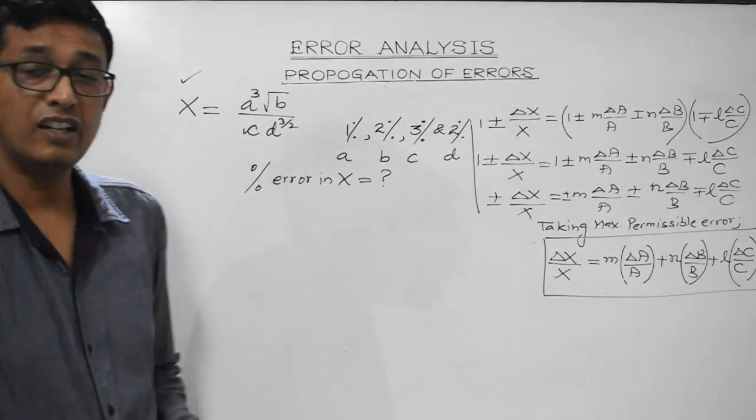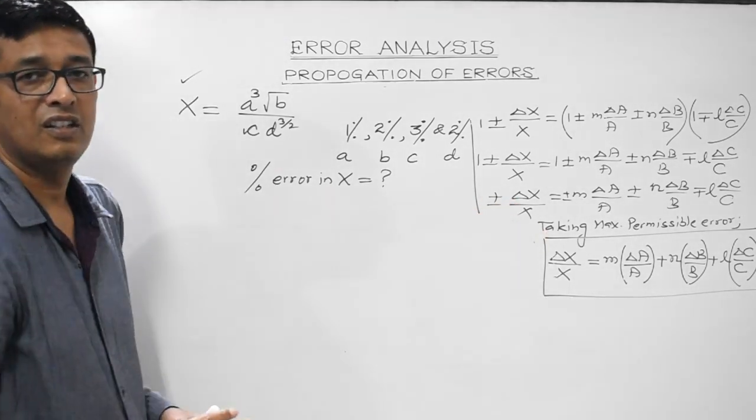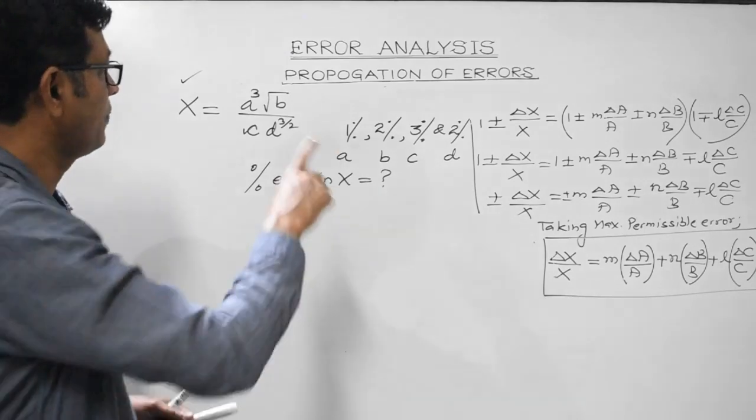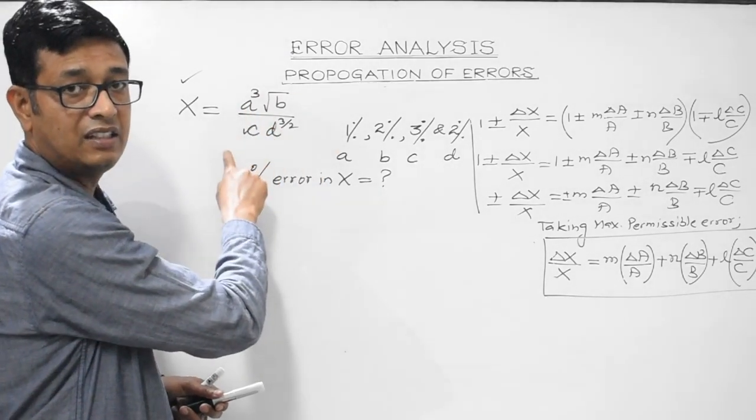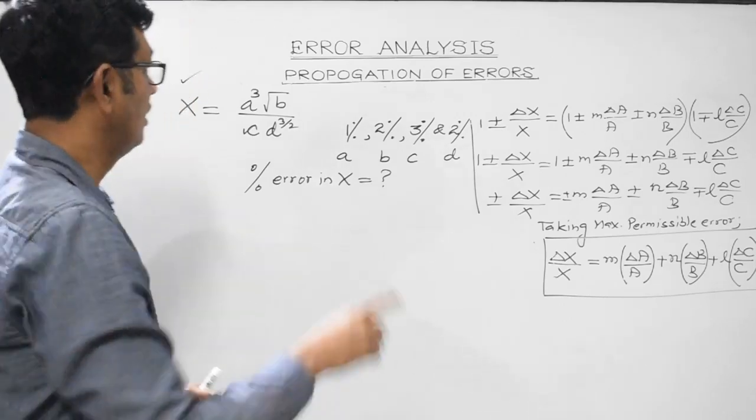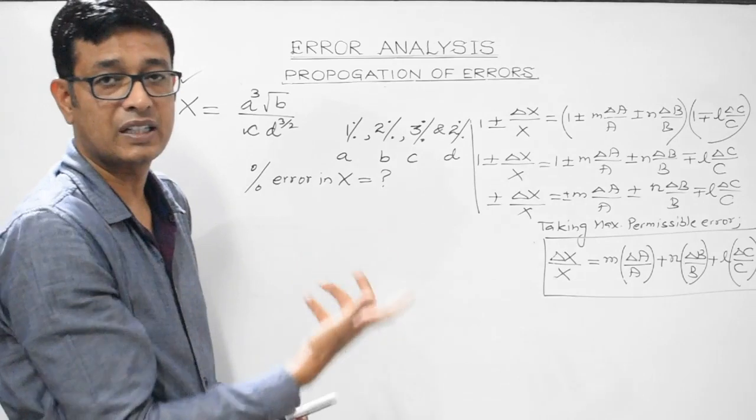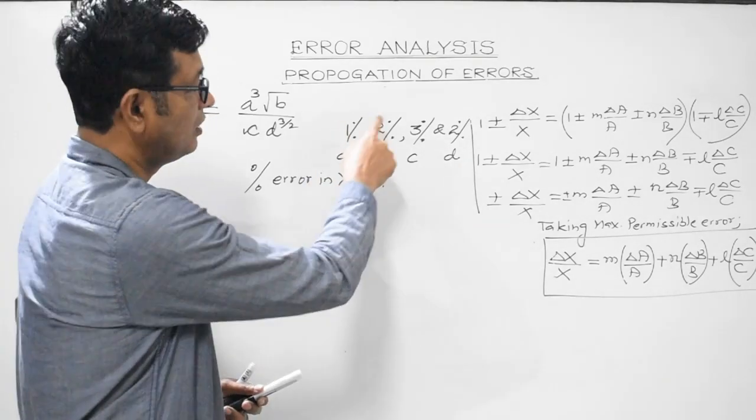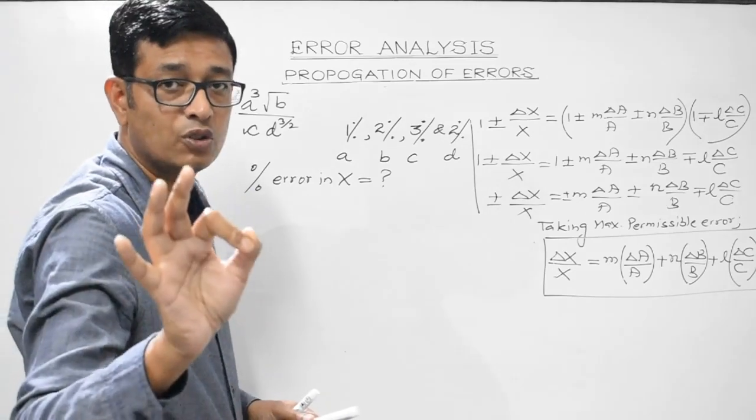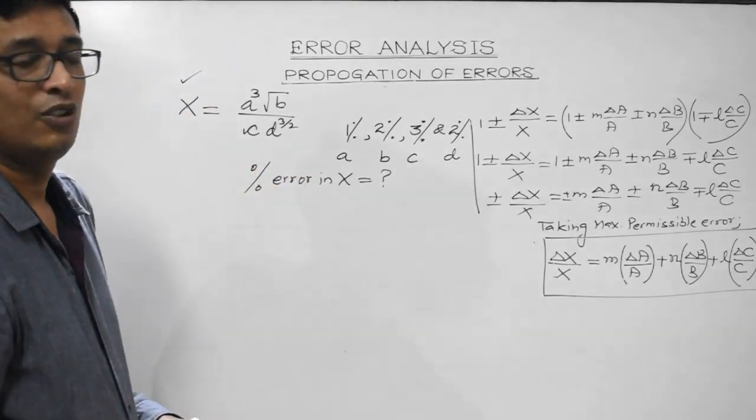Right? So again I repeat my question. It's an interesting one. We just have to make use of that result. A physical quantity X is given by A cube root B divided by C into D to the power 3 by 2. And it is given that the percentage error while measuring A, B, C and D are respectively 1%, 2%, 3% and 2%. You are supposed to determine the percentage error in the measurement of X. So how to proceed?